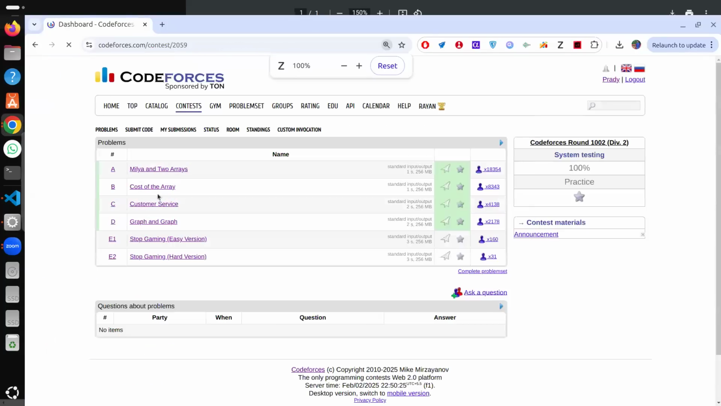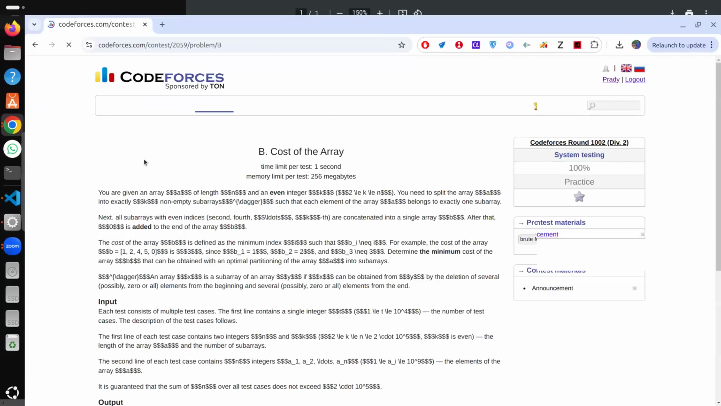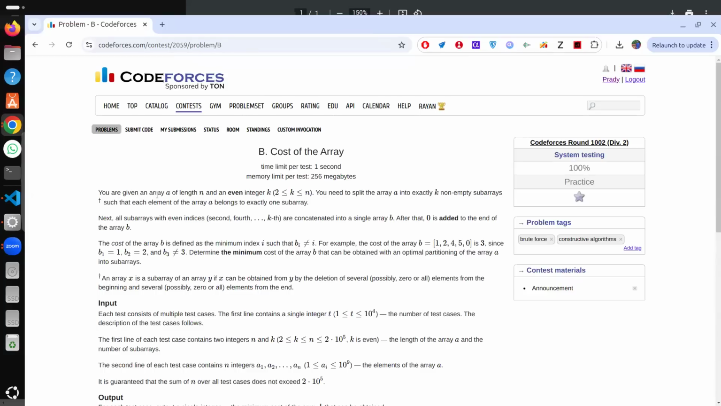Anyways, let's move on to problem number 2, that is cost of the array. You are given an array A of length n and an even integer k. You need to split the array A into exactly k non-empty subarrays such that each element of the array A belongs to exactly one subarray.